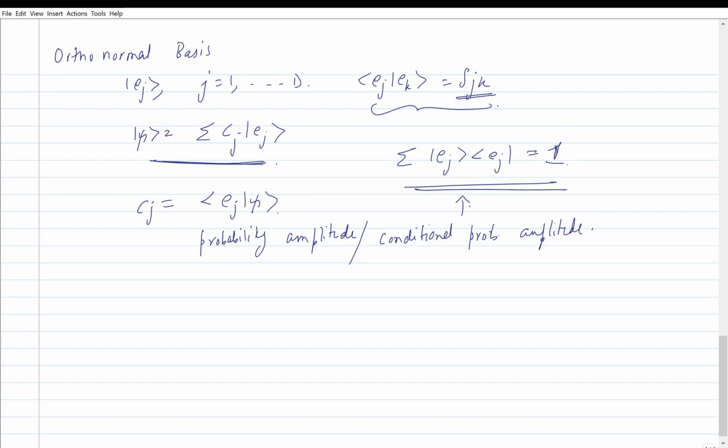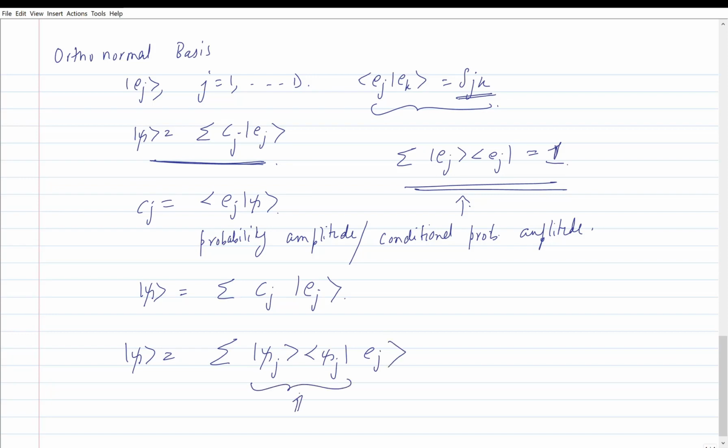Well, it's easy to see. How do we get that? I express psi as, now what do I do? I stick in the identity. So for example, psi can also be written as the sum over j of ej ej psi. Remember, this is the identity. So what do I get?